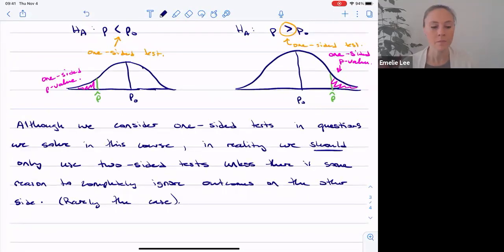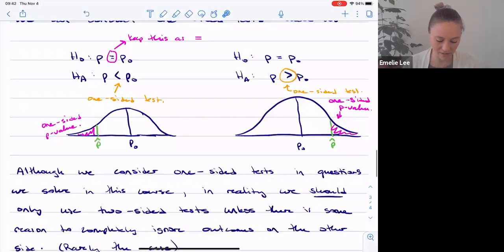Okay. So you should be prepared to pick up on one-sided tests and two-sided tests from the questions, but in reality, and that's just for practice, just so you know what to do if you wanted to do that, right? But in reality, if you're ever wondering how do I set up my hypotheses, you should do a two-sided test. Okay.